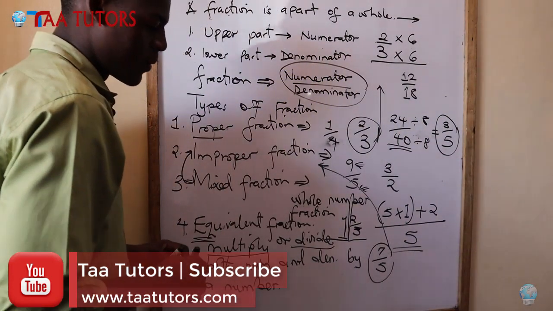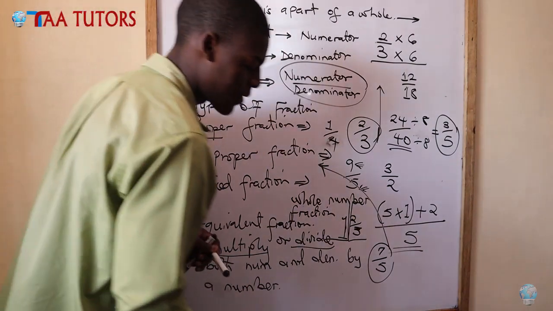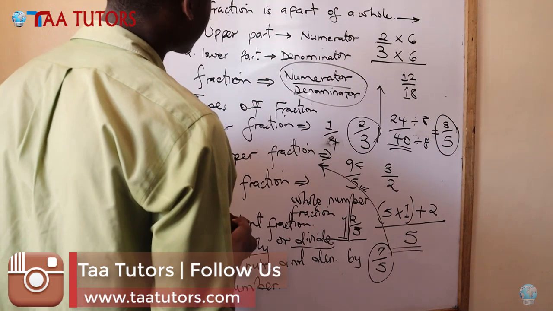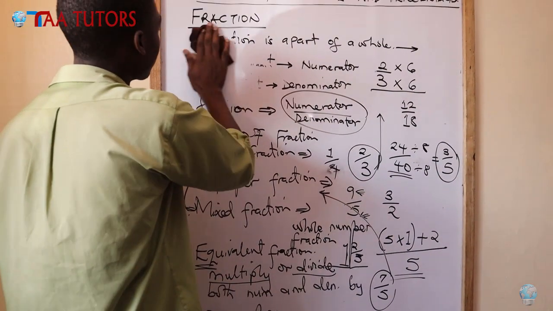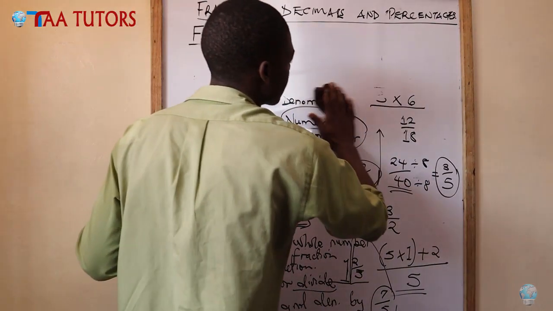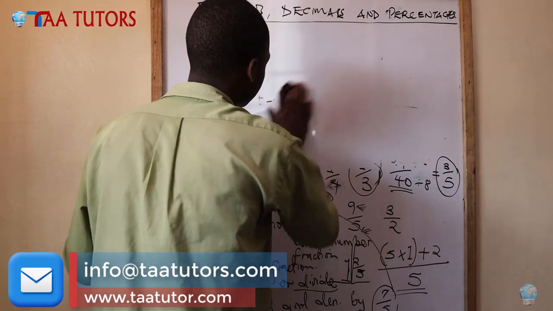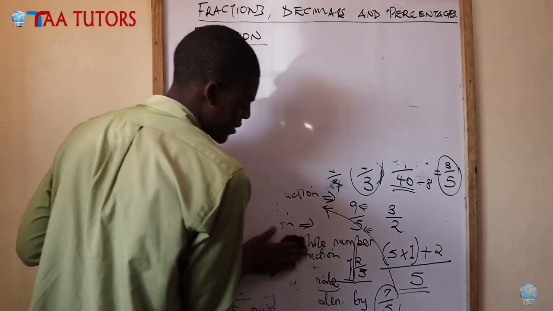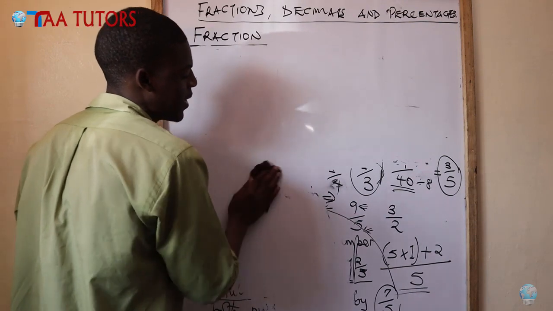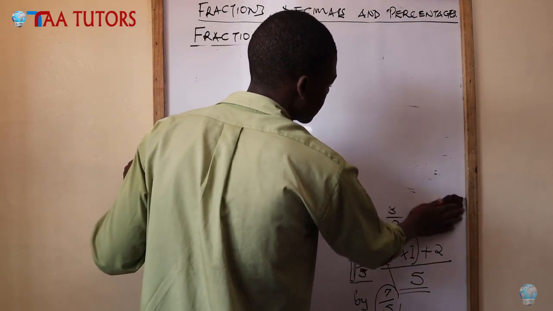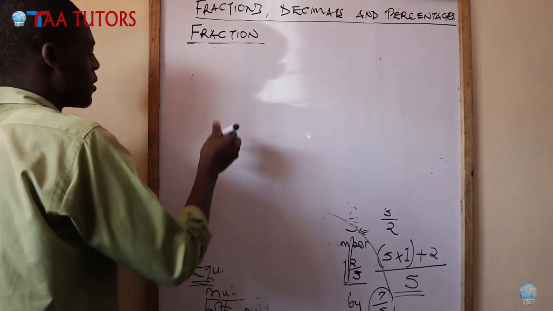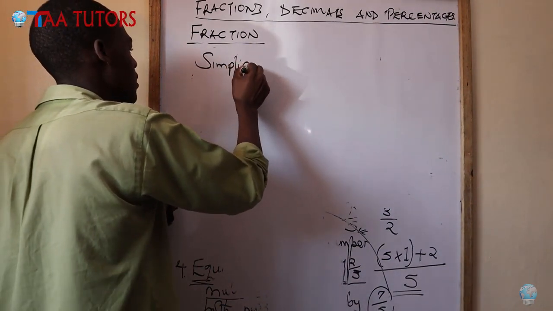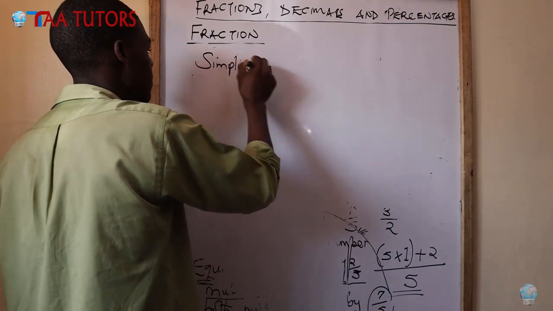Up to there, we are through with the types of fractions. Whatever we are going to do next is simplifying fractions. What is this simplifying fraction? Or when do we say we are simplifying a fraction? This is what we are doing next.